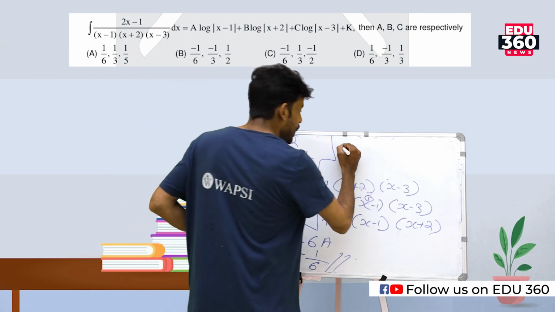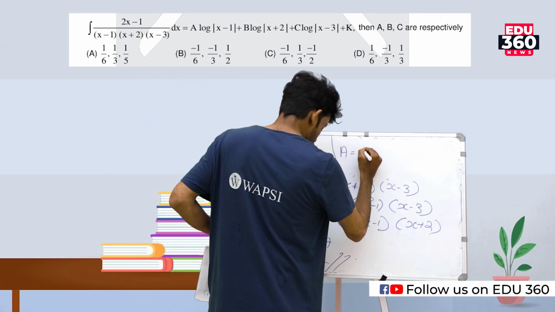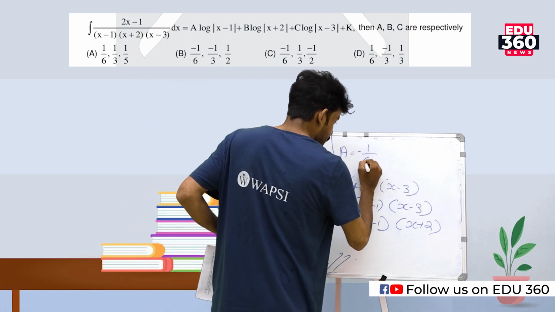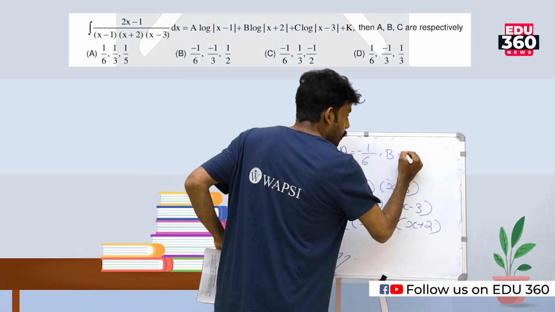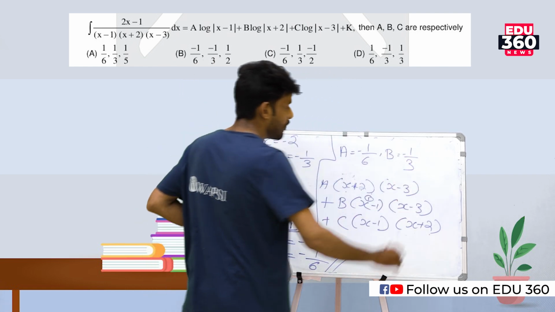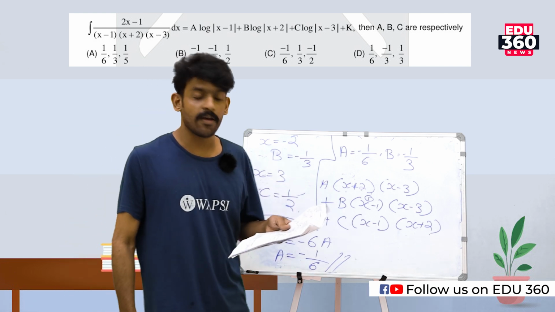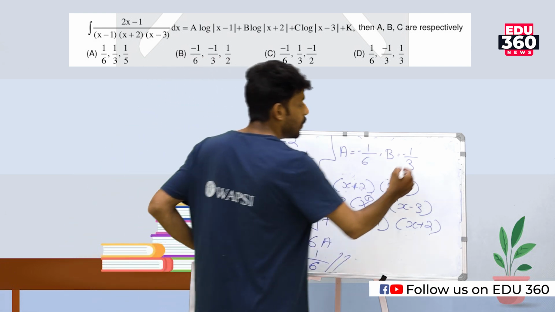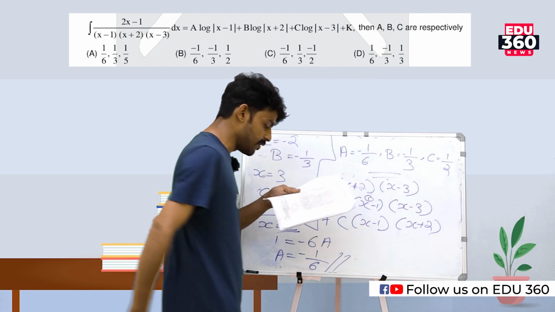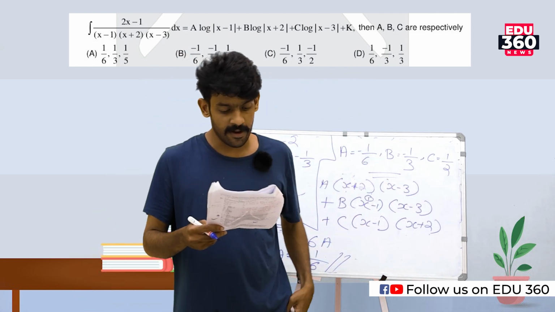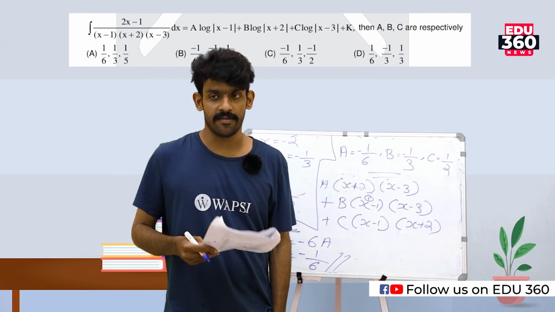So simply we can write a is equal to minus 1 by 6, b is equal to minus 1 by 3 and c is equal to 1 by 2. Yes, so this is the final answer. So for the third question, option B is the correct answer.